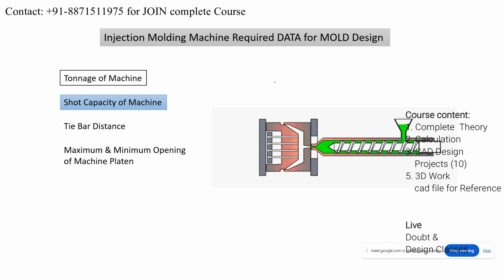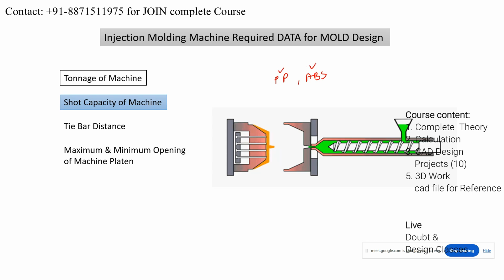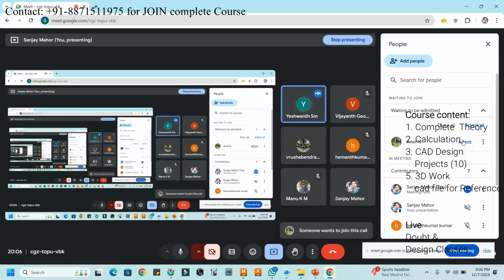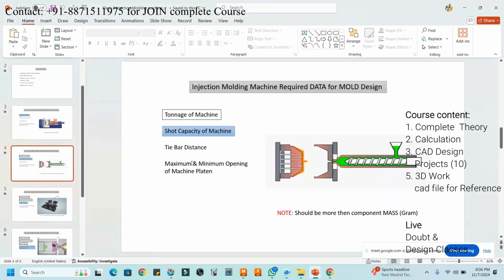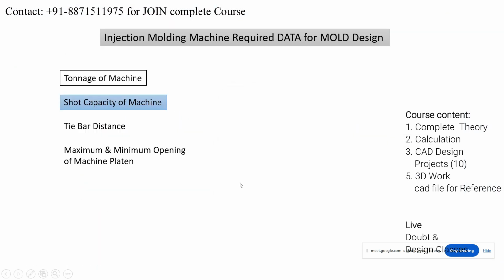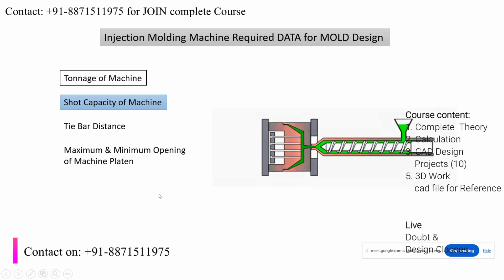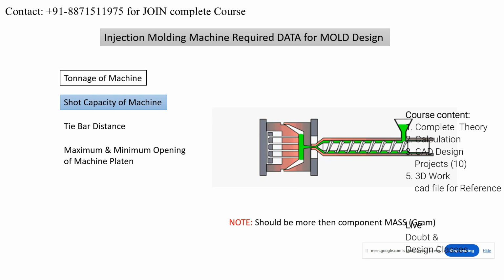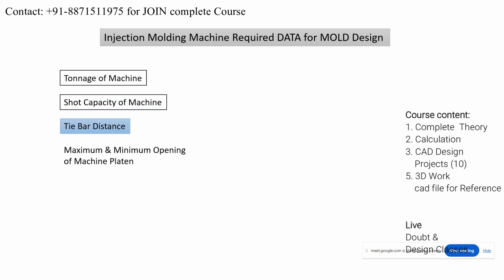Now if I'm talking about shot capacity, for example, I have a PP material and we have an ABS material. For both materials, the shot capacity can be different. How can it be different? It depends upon density, right? I think in the previous lecture we have discussed it. So depending upon the density of the material, the shot capacity can be different for different materials, right? Now it should be more than the component mass, which will be in grams. Is it clear?